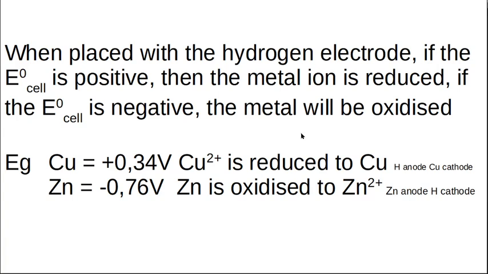So if you mix something with a hydrogen electrode, if the EO cell is positive, then the metal ion gets reduced. If the EO cell is negative, the metal will be oxidized. Remember this copper zinc thing? It's plus 0.34 on the copper 2 plus and minus 0.76 on the zinc. So then you would write the platinum half cell with a hydrogen anode here for this first reaction and a copper cathode, and on this one zinc would be the anode and hydrogen would be the cathode.